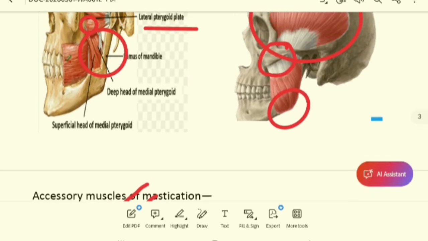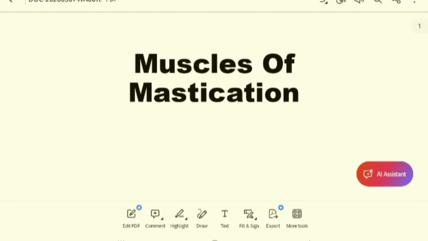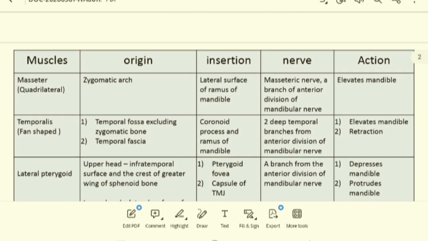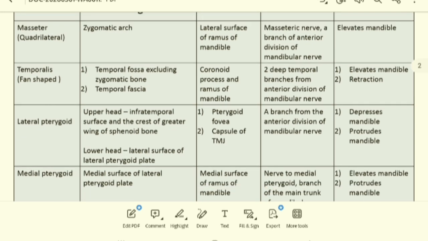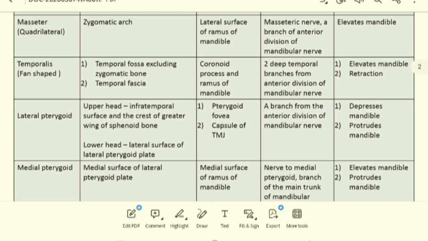Now the next time you get an SAQ on muscles of mastication, I think you know now what to write. You have to write all these four main muscles, their origin, their insertion, nerve supply, which is half of the time only mandibular nerve, won't be so difficult. Action you have to remember.